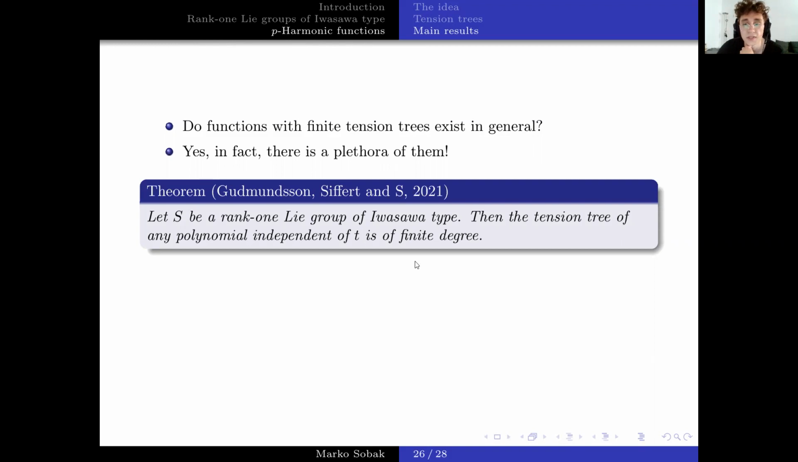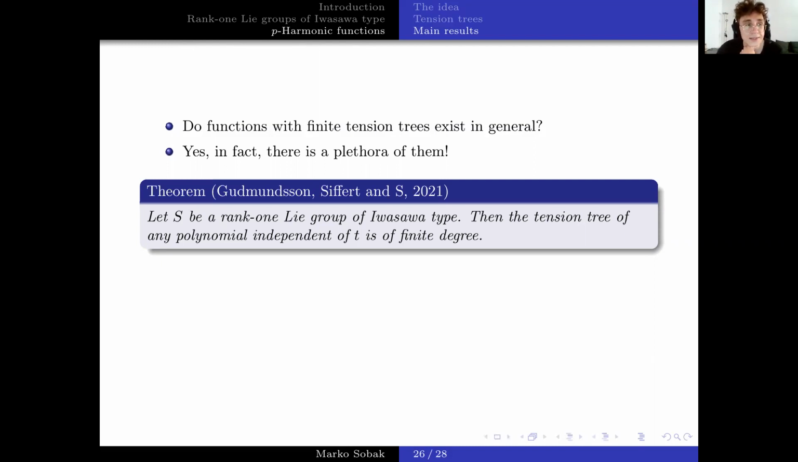We managed to actually show that if you take any polynomial in the x variables, then its tangent tree has finite degree. This basically tells you that the constructions that we did are parameterized by polynomials at least. So you could take your favorite polynomial and use it to generate a proper p-harmonic function on your Lie group, which is very nice.